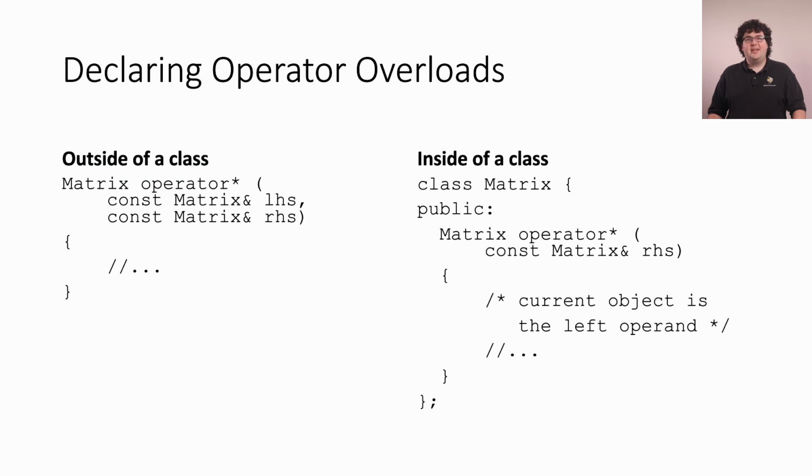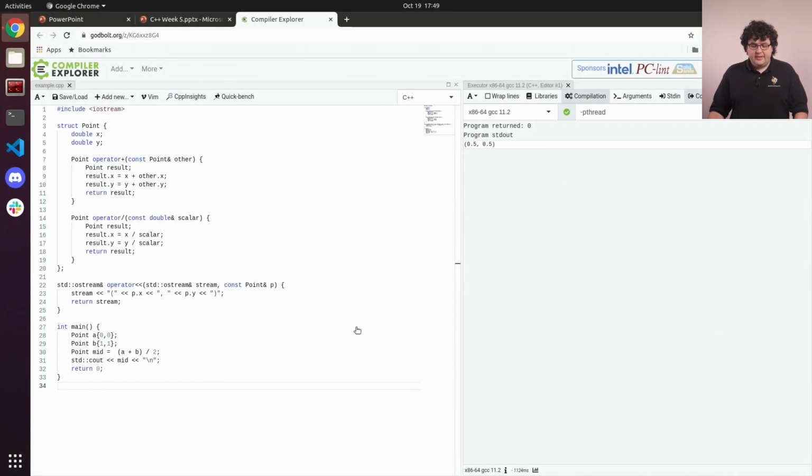Let's take a look at an example that uses operator overloading in a couple of ways. In this example, I've declared a new struct Point that has two members, x and y. This can represent a point in 2D space. Just with those two members declared, we can create two points and use aggregate initialization to set them to the coordinates 0, 0 and 1, 1.